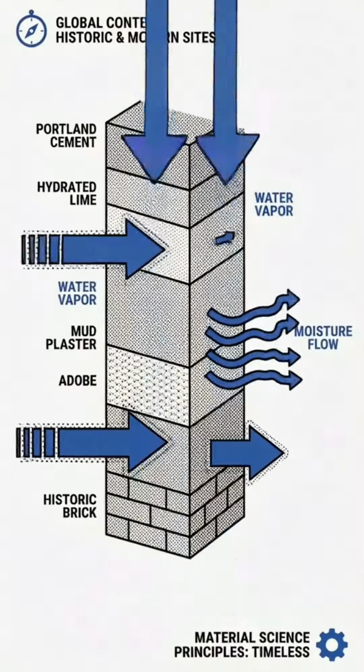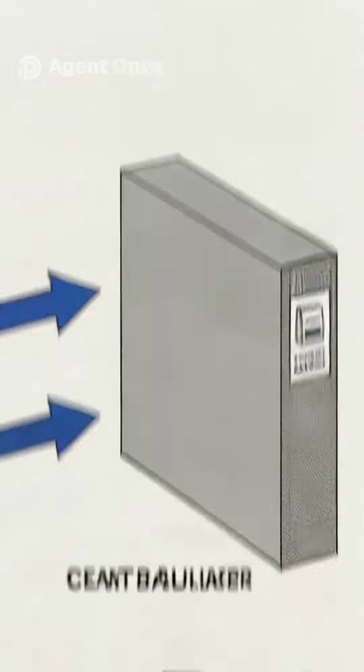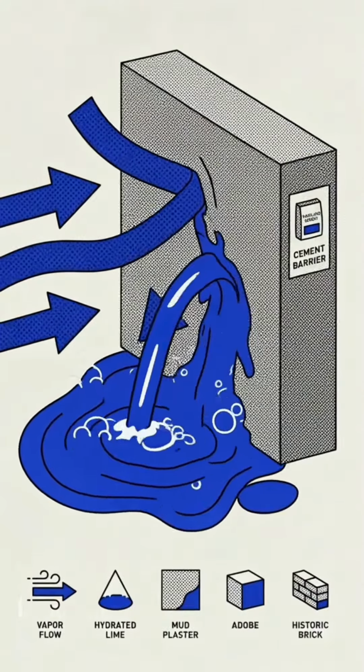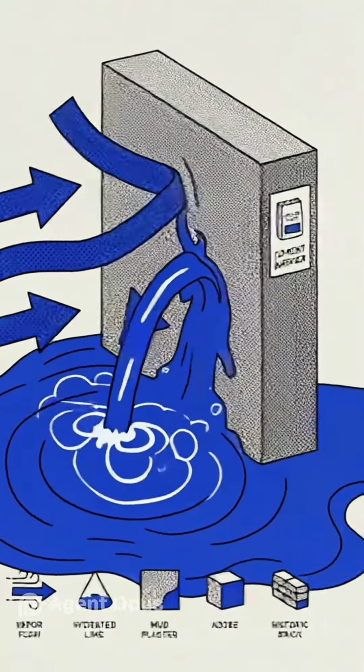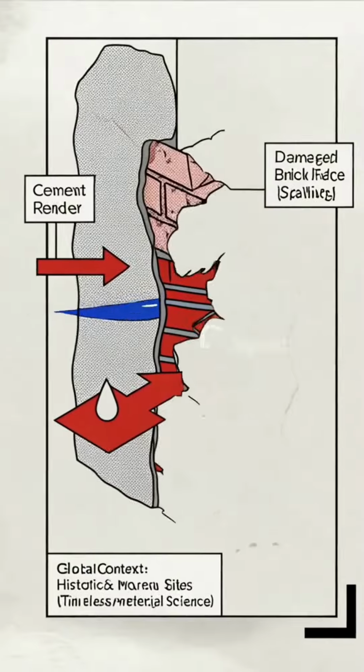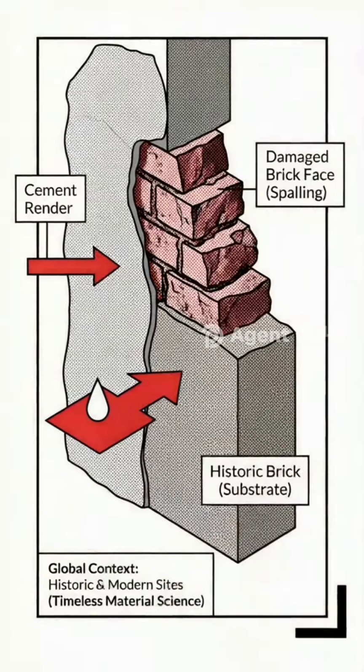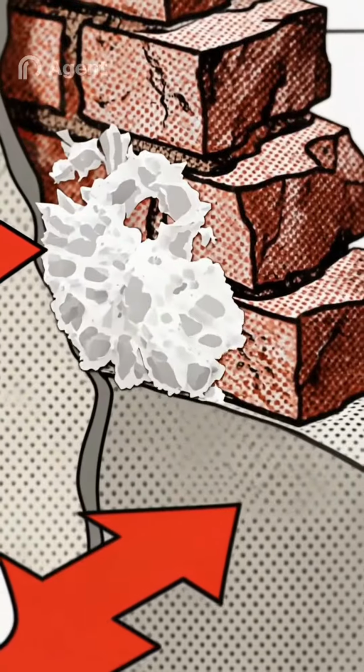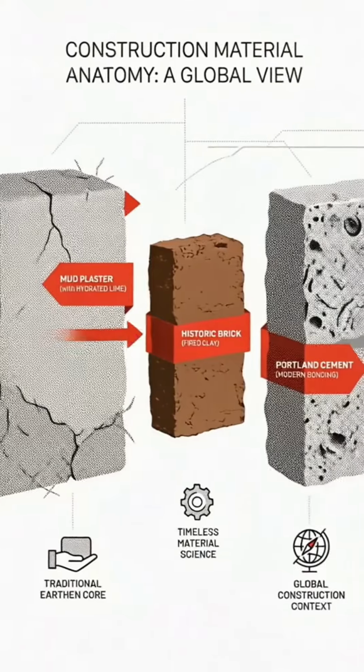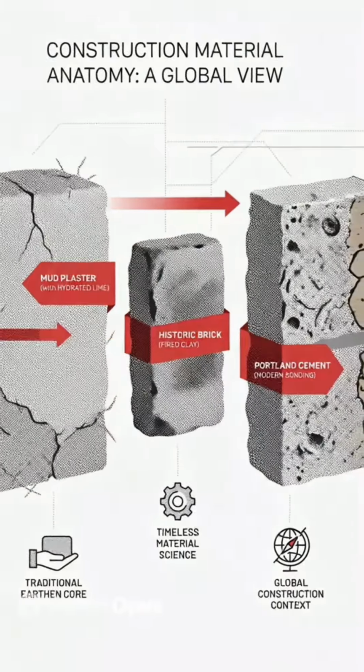Now consider vapor permeability. Cement plaster significantly reduces breathability due to its dense matrix. Moisture can become trapped within the wall assembly, increasing the risk of salt crystallization, freeze-thaw damage, and long-term deterioration, particularly in adobe, historic brick, or stone.